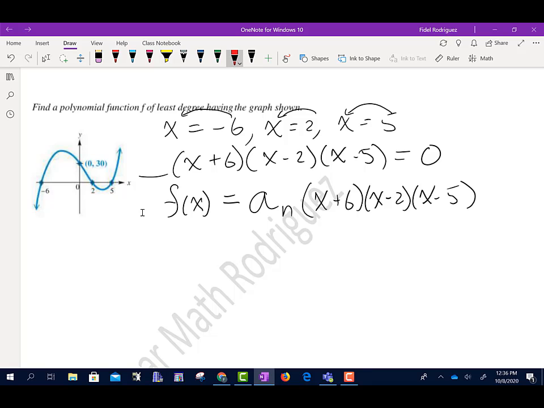Now, if you notice, we do have another point here. We have that point 0, 30. Remember, the 0 refers to the x, and the 30 refers to the y. So what we're going to do now is I'm going to come back over here. Remember, my f of x is the same thing as my y. I'm going to leave my an number alone because I don't know what it's going to be. And everywhere I have an x, I'm now going to put my number 0.